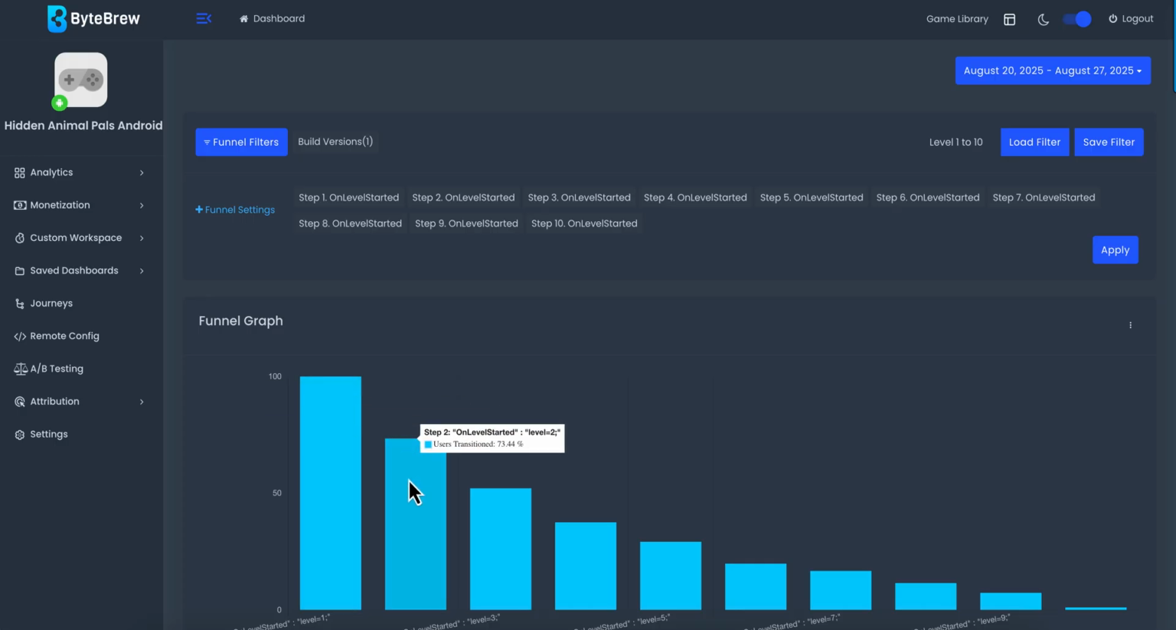Only 73% of people started level 2. I mean, that's a massive... To put it bluntly, that's unacceptable. That means something was fundamentally wrong with level 1, which is the tutorial.